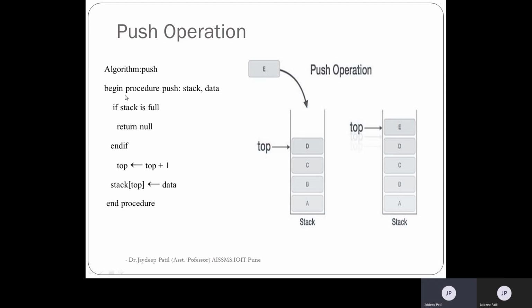For that, we can see the procedure: we provide the stack and the element that is to be added into the stack. If the stack is full, then we can return null or an error. Otherwise, we increment the top value by 1 and then add that data at the top of the stack.